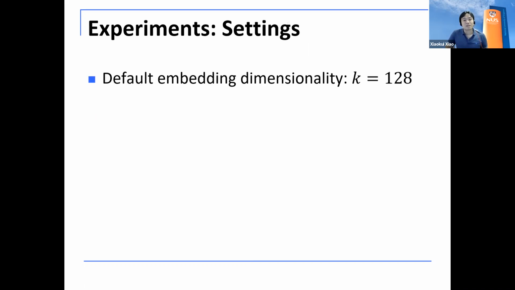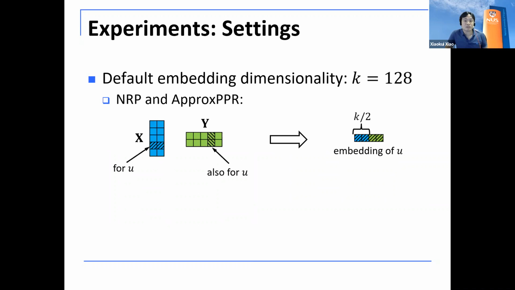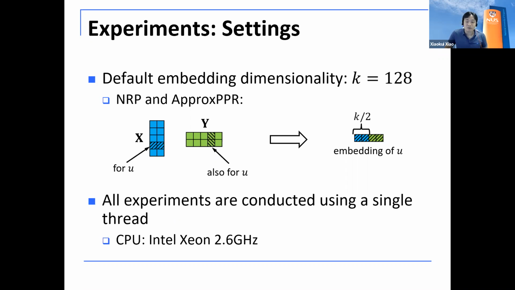In our experiments, the default embedding dimensionality is 128. For our approach, this means that each of our embedding matrices will have a default size of n by 64, because we need to concatenate the embeddings from the two different embedding matrices. And all of our experiments are conducted using just a single CPU thread because not all of the methods in the experiments have multi-thread or GPU implementations.